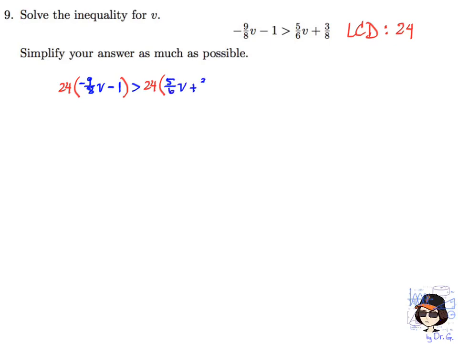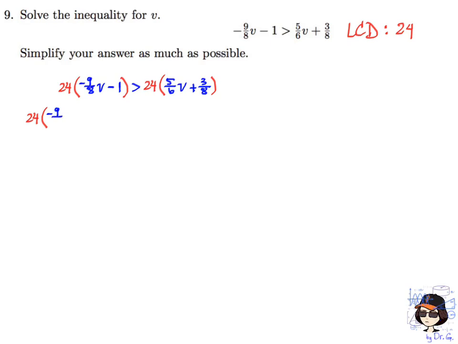And since I'm multiplying by a positive number, I don't have to change the inequality symbol. I don't have to reverse it. So this is the part where people also make mistakes. They forget to distribute and cancel separately. So do not cancel yet until after you distribute that 24.